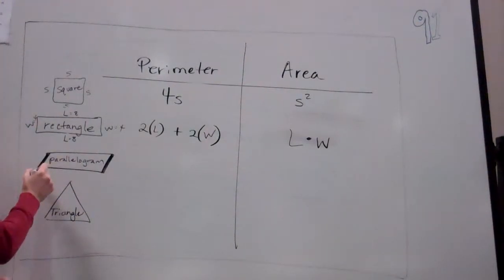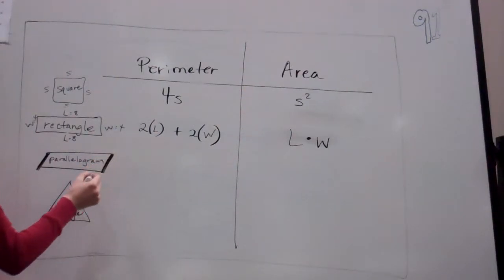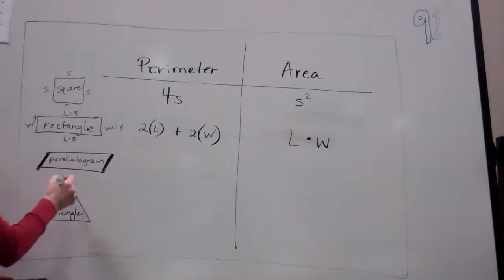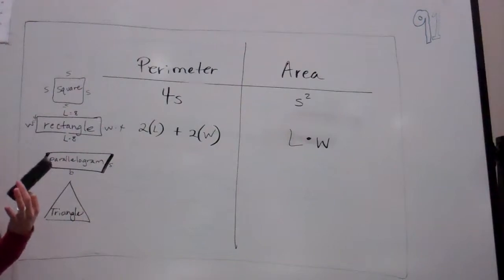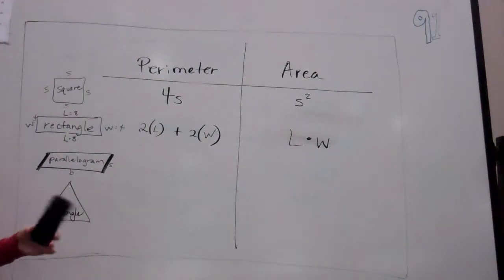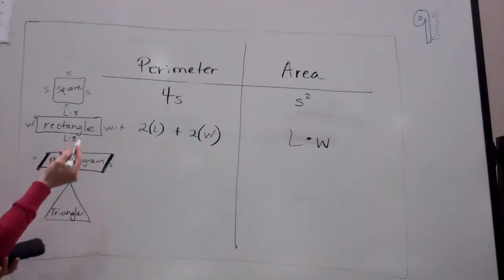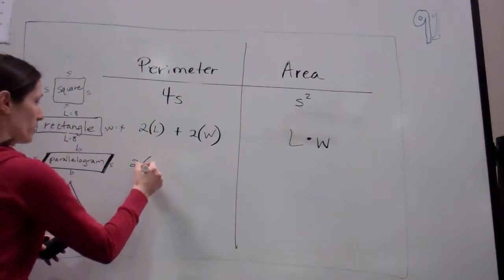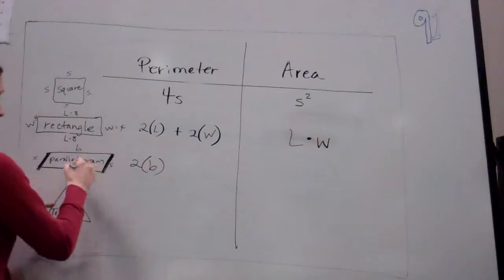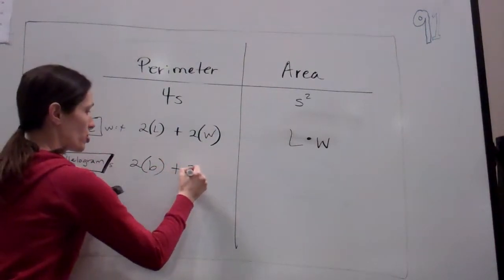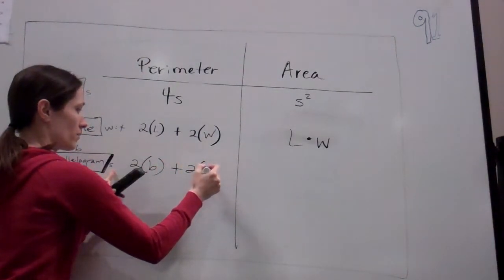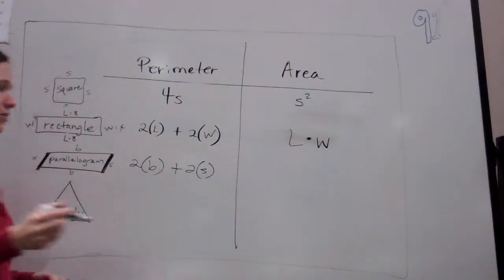I have a length and I have a width, or they sometimes call it the base and the side. It really doesn't matter which letters you use. You're basically doing this twice and this twice, so I would do 2 times base and 2 times my side. That's what they're saying.